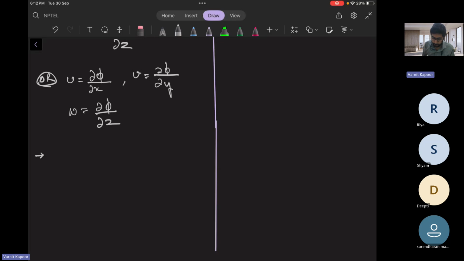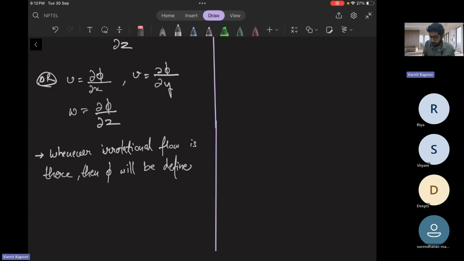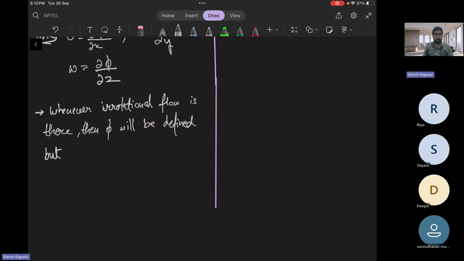Whenever irrotational flow is there, then phi will be defined, but not vice versa. If the flow is irrotational, then definitely phi will be there. But if I say that phi is defined, then can we say that the flow is irrotational?